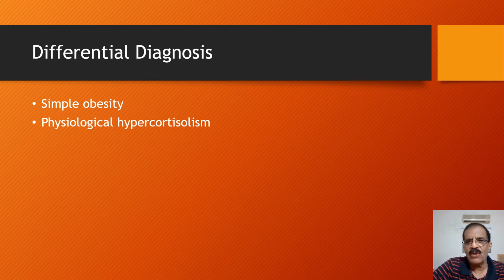Differential diagnosis: the commonest differential diagnosis is simple obesity, because none of the clinical features of Cushing syndrome are very typical. Many people with simple obesity have hypertension, they have diabetes, many people have moon-shaped face even without Cushing syndrome. So I think just on the looks, you do not diagnose. If there is a possibility, then you should go for the test. Then physiological hypercortisolism. If your differential is based on serum cortisol, then must consider physiological hypercortisolism.